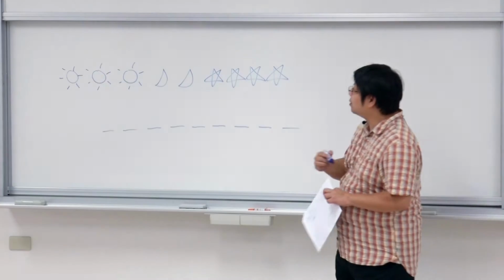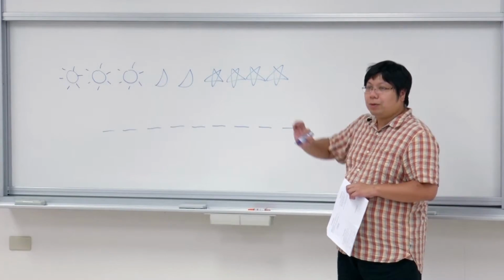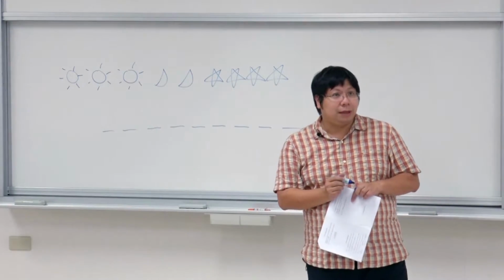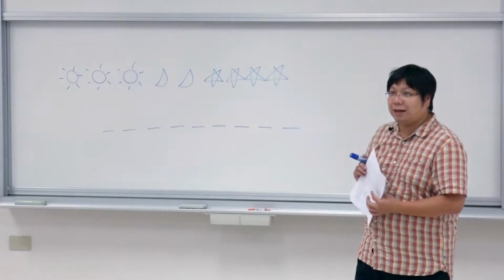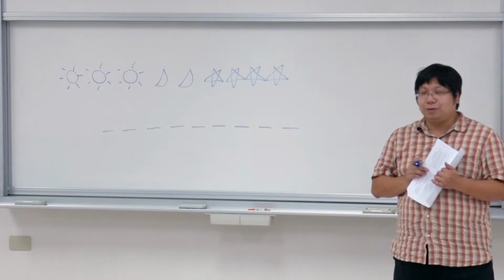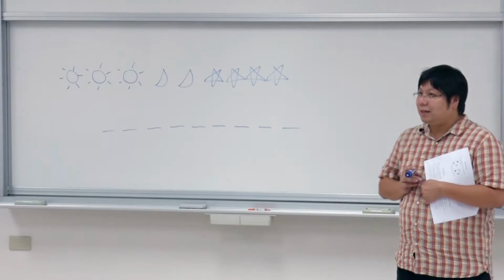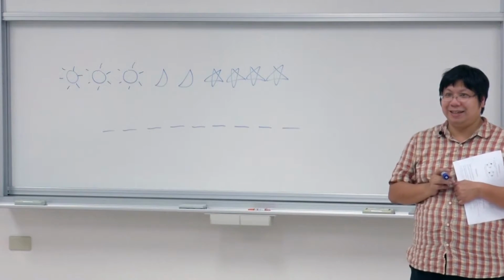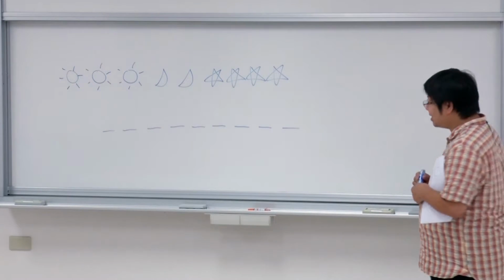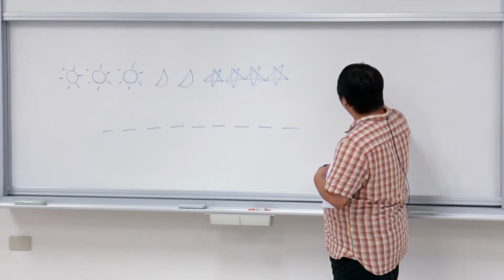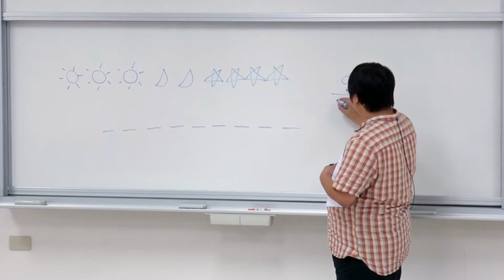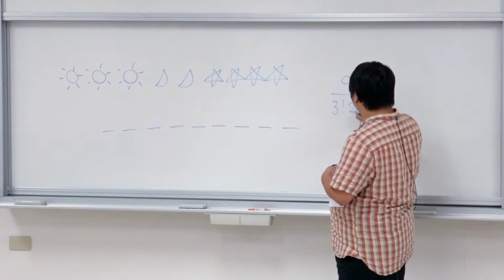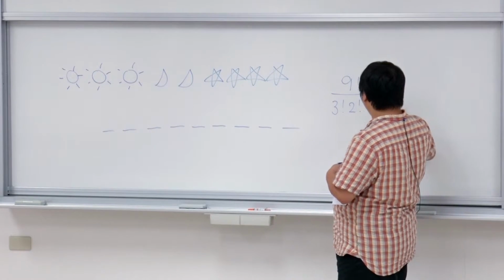We want to arrange them into a line. All the suns look the same, all the moons look the same, all the stars look the same. And then we want to count how many arrangements are there. Okay, so how many are there? It turns out this is equal to 9 factorial divided by 3 factorial, 2 factorial, 4 factorial.